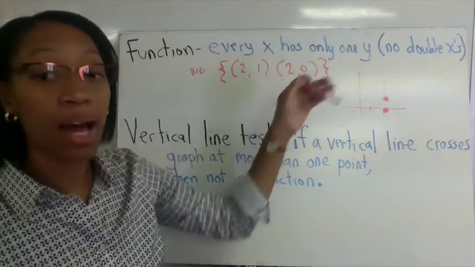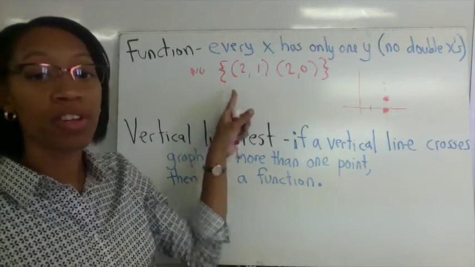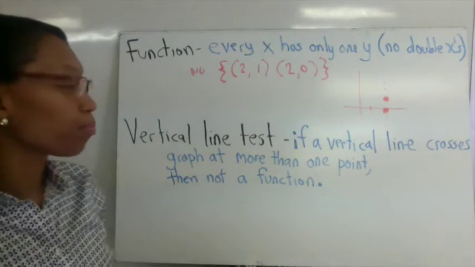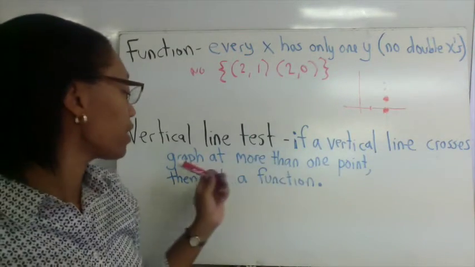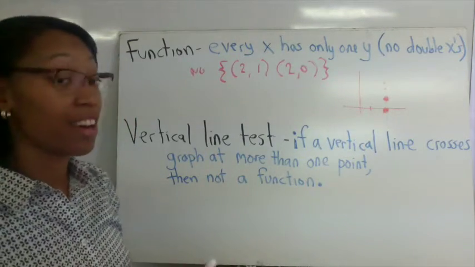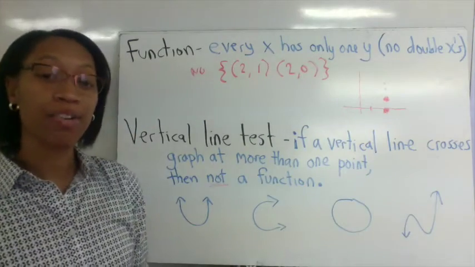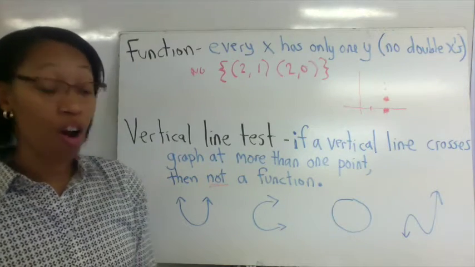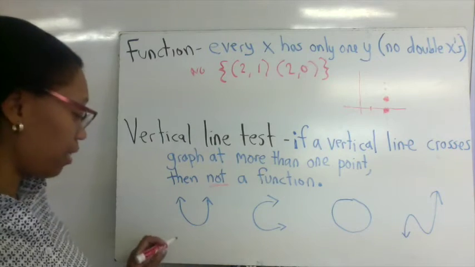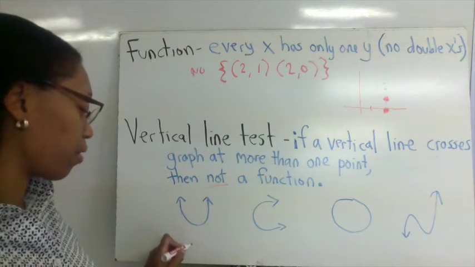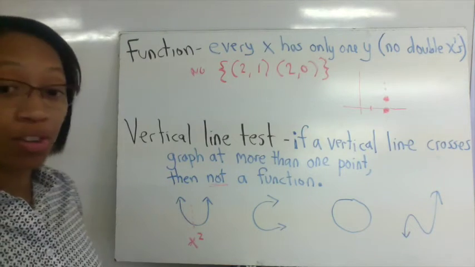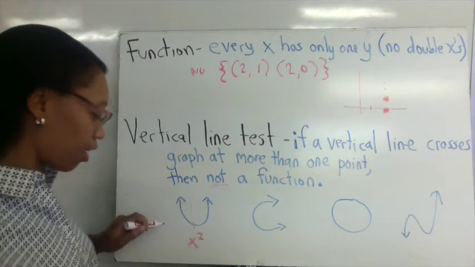Okay? So not being a function with numbers, we can also use the vertical line test to tell if it's a function. If a vertical line crosses the graph at more than one point, then it's not a function. Okay, so here are some more recognizable graphs. Are they functions? Well, this one is a parabola, isn't it? This is the graph of x squared. It is a function, yes, because if I draw a vertical line, it only crosses the graph once.